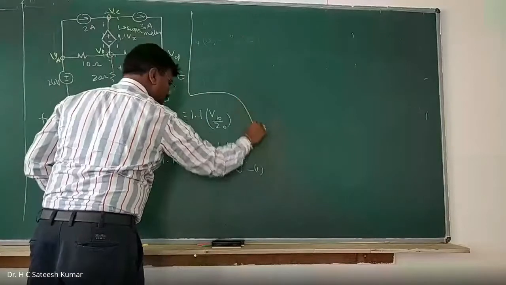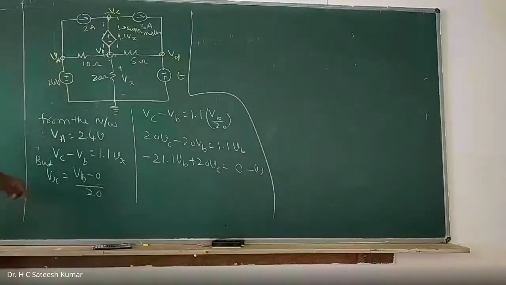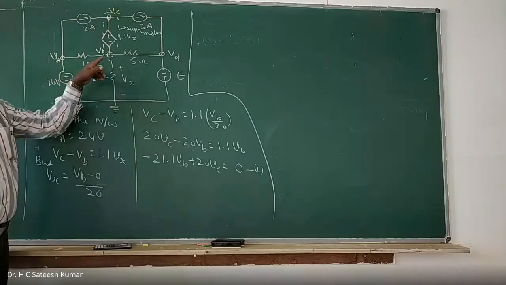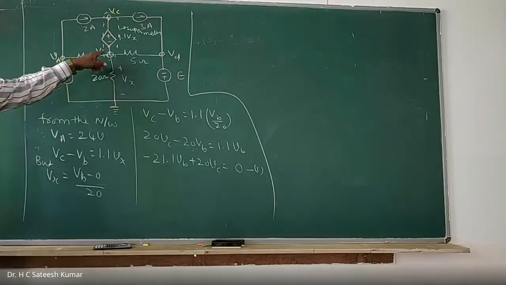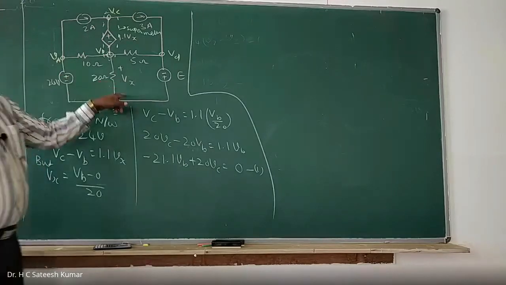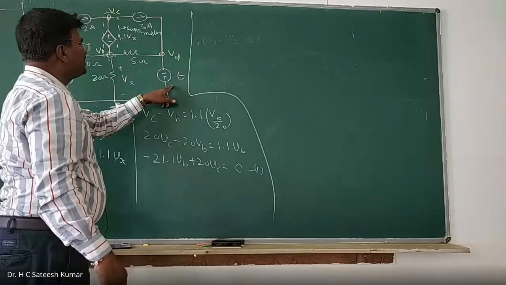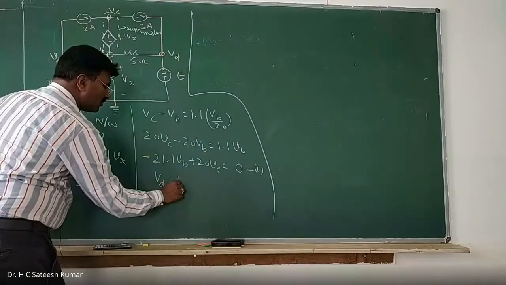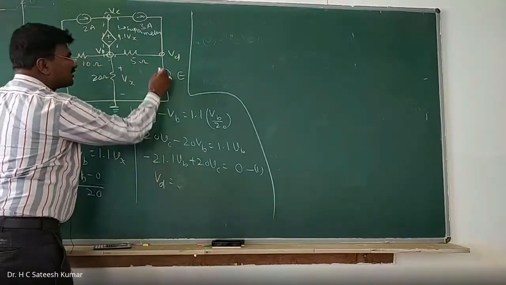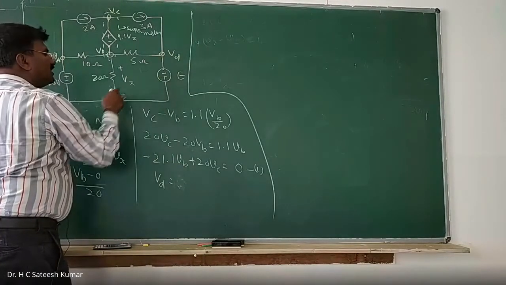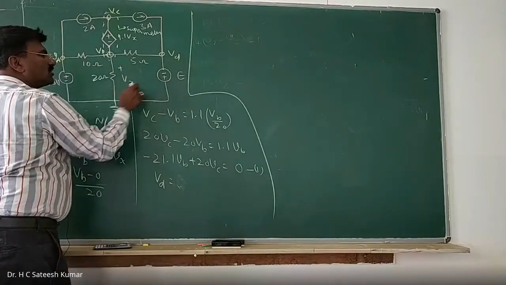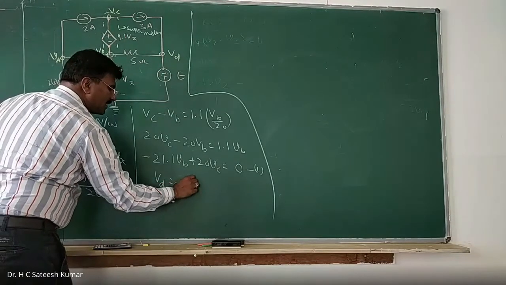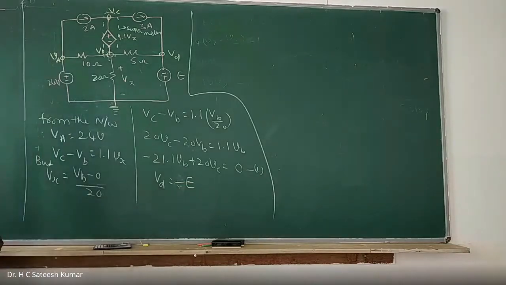Next, VA we got from the network over the supermesh, and next we have KCL. VD also we know. VD is from the network: between this principal node and the ground node there is a voltage source, and that is negative. Therefore VD is equal to minus E.